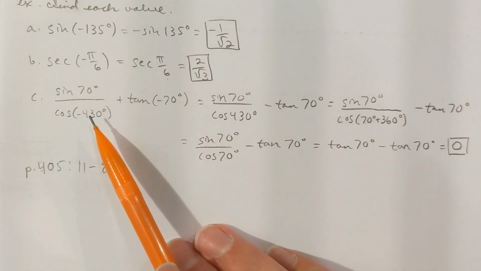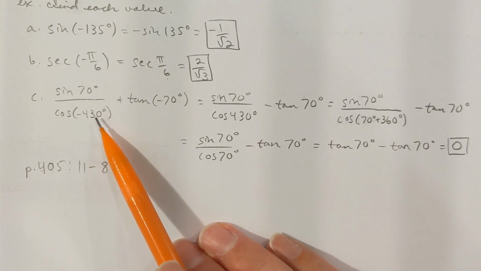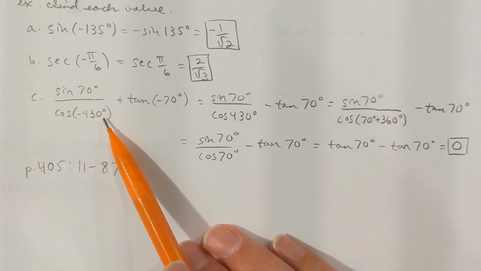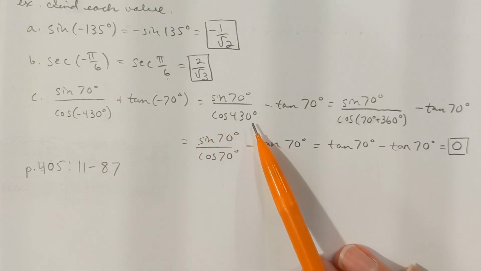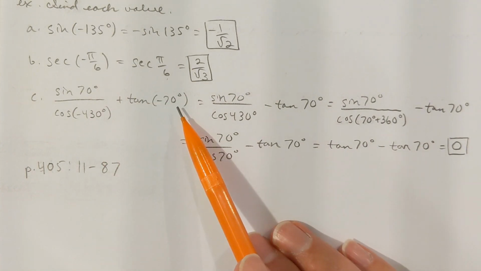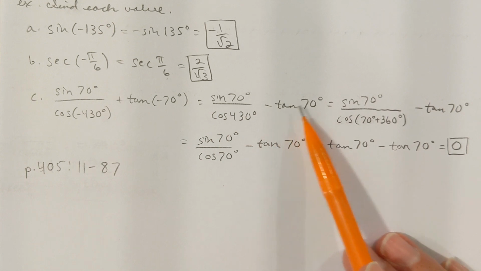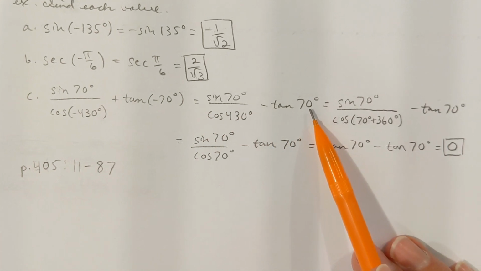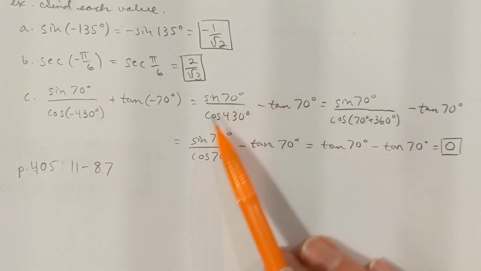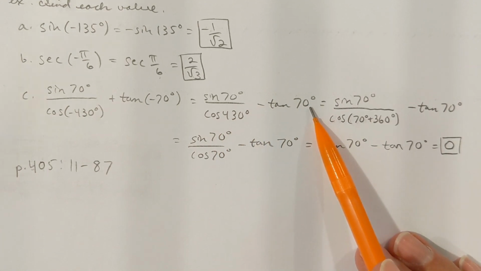Here's part C. Sine of 70 degrees divided by, okay, so cosine of negative 430 degrees, that'd be the same as cosine of 430 degrees, right? The cosine function is even. The tangent function is odd, so tangent of negative 70 degrees, that'd be the same as negative tangent of 70 degrees. And that's how I'd want to think of that, because then I don't have any of these negative angles in the calculation anymore. That's good.